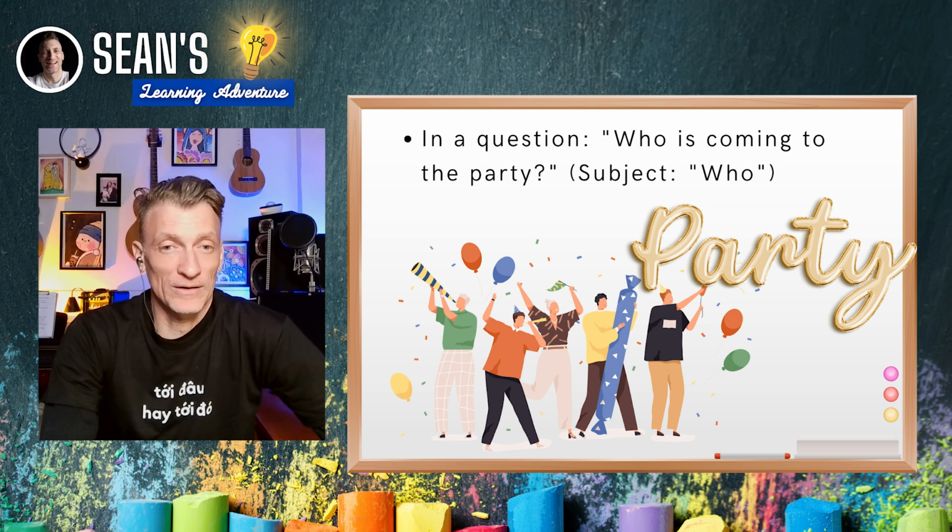Now, we can also have a question. Who is coming to the party? What or who is the subject? Well, who is. Who is coming to the party? The subject and the verb still must agree.